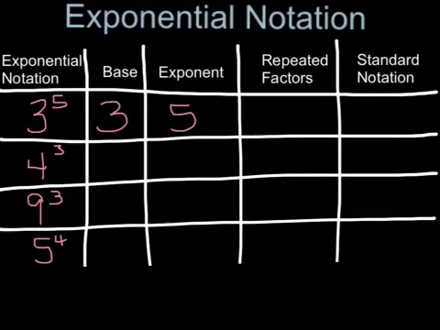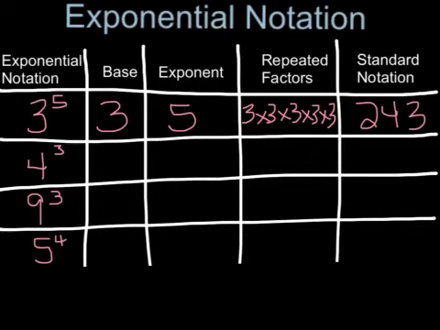The exponent is 5. Remember, this is the number that tells us how many times we're going to multiply 3 by itself. Repeated factors are 3 times 3 times 3 times 3 times 3. You'll notice that we have 1, 2, 3, 4, 5 3's in there because our exponent is 5. When I multiply 3 by itself 5 times, I come up with the standard notation of 243.